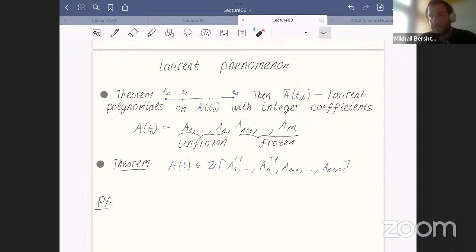I want to spend some time to prove a slight enhancement of this theorem, which I already stated here, which says the following: these variables are Laurent polynomials, but they are Laurent only in the unfrozen variables. So they belong to the following ring: polynomials which are Laurent in the first m variables, and just ordinary polynomials in the last n minus m variables. In other words, the frozen variables cannot appear in the denominator.